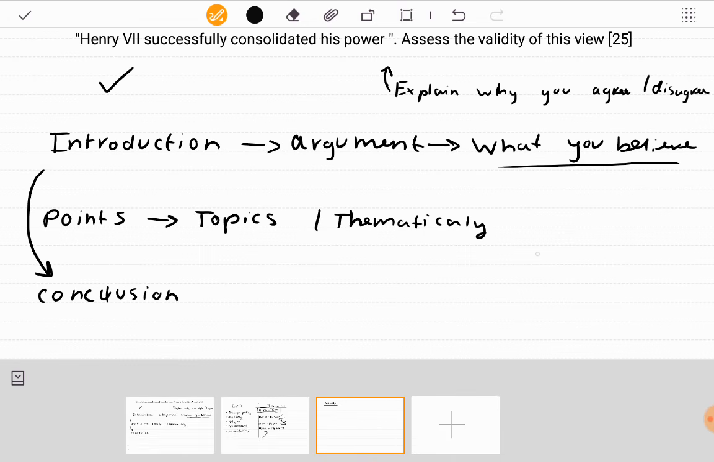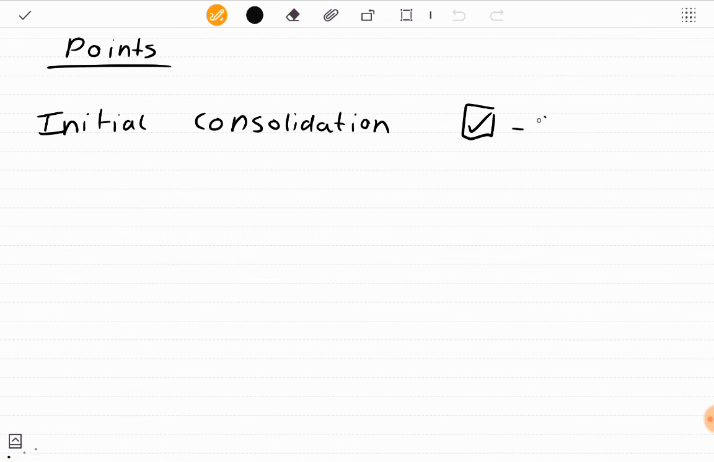Now, if we go back to the points, and we'll do it topically rather than thematically, just for this example. If we look at his initial consolidation, the first point you want to make is an argument that supports your overall conclusion. So an argument that says, yes, he was successful. I'm just going to put that as a tick. So this was successful.